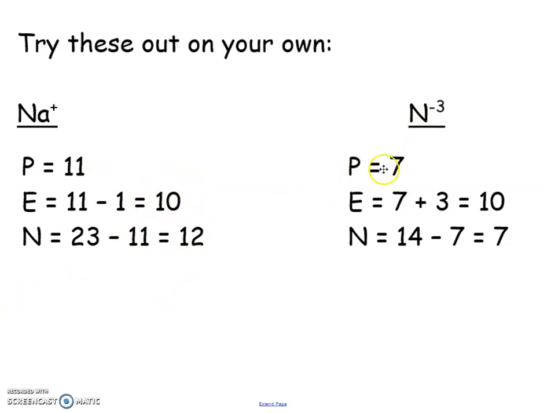For nitrogen, protons and neutrons are exactly the same. We have 7 protons and 7 neutrons, 14 minus 7. But because it's -3, that means it has gained 3 electrons. So instead of having 7, it's 7 plus 3. We have 10 electrons. So you take your element and you either add electrons if it's negative or subtract electrons if it's positive. Remember that metals will always lose electrons, and nonmetals will always gain them.